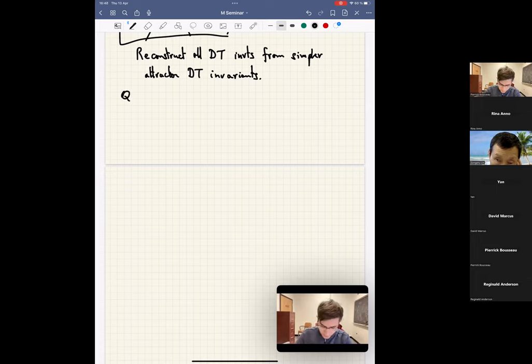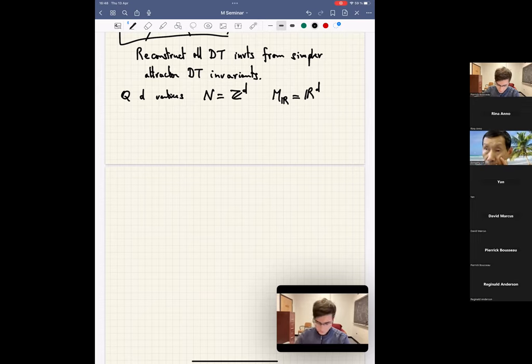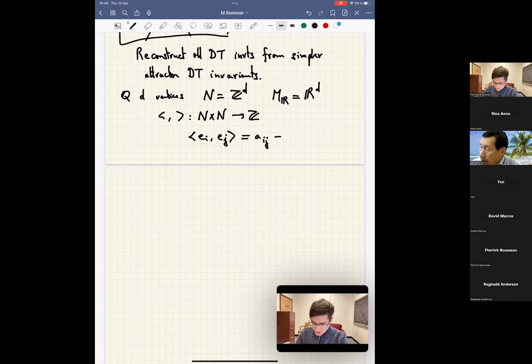So remember that I have my quiver with D vertices. I have my lattice N of dimension D containing the possible dimension vectors. I have the dual real vector space M_R. And out of the combinatorics of the graph of the quiver, you can define a skew symmetric form on the lattice N, such that if you apply it to two basis elements, e_i and e_j, corresponding to the vertices i and j, this skew symmetric pairing is equal to a_ij minus a_ji, where a_ij is the number of arrows from i to j in the quiver. Okay, so roughly the skew symmetric version of the adjacency matrix of the graph of the quiver.